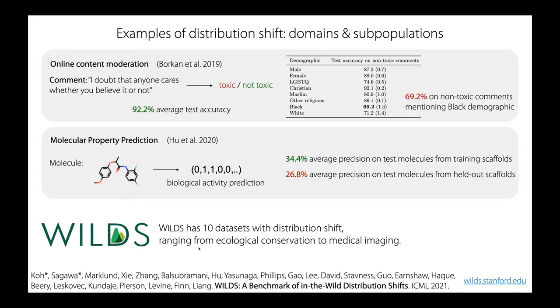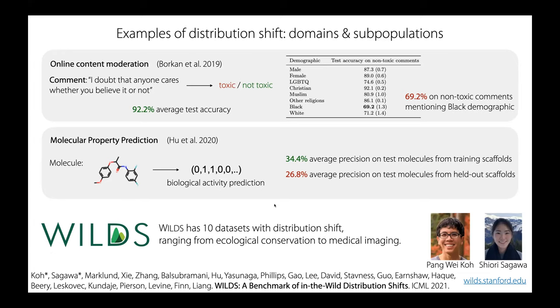And if you're interested in these kinds of problems, I'd really encourage you to take a look at the benchmark, and Pang Wei and Shiori are also very eager to hear from the community about different datasets that you have that exhibit distribution shift, or any feedback that you have on the dataset. So here are a couple examples of the kind of distribution shift that we might care about. Now, what I'd like to focus on in this talk is how we can train models that have greater robustness to distribution shift.